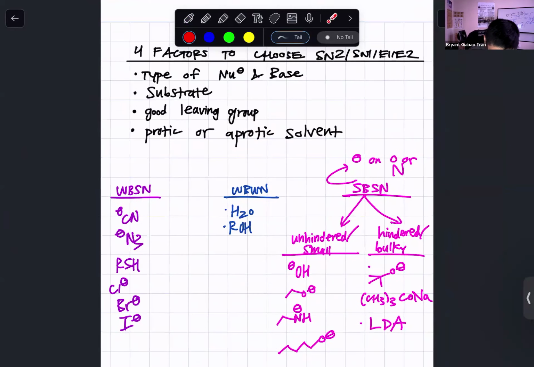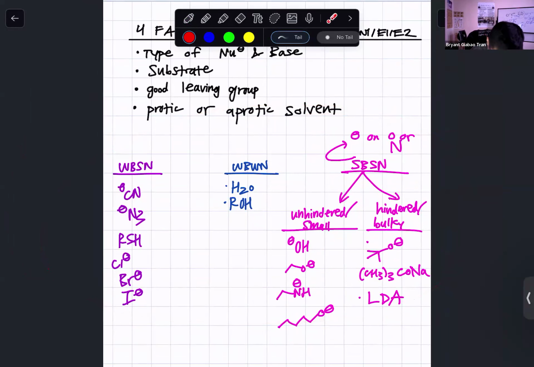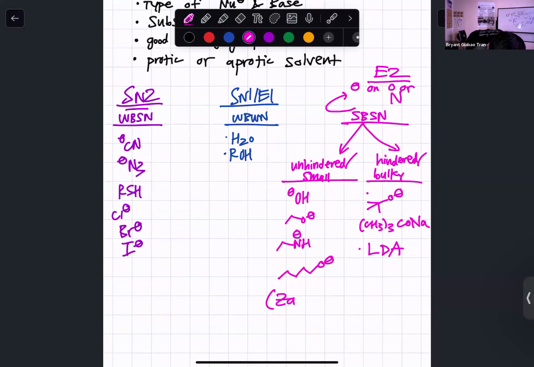Okay. And I'm going to show you what each type goes with what kind of reaction. A weak base, weak nucleophile tends to go with SN2 reaction. Weak base, weak nucleophile tends to go with SN1 E1 reaction. Strong base, strong nucleophile tends to go with E2 reactions. Right, SN1, E1, they go together. E2, there's two types of E2 you could have. If you use a small base, you're going to get the Zaitsev E2. If you use a bulky base, you're going to get the Hofmann E2.